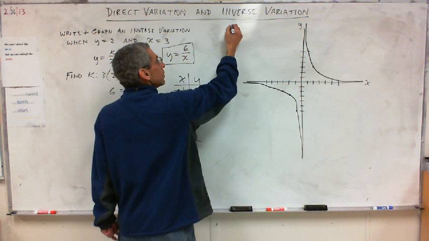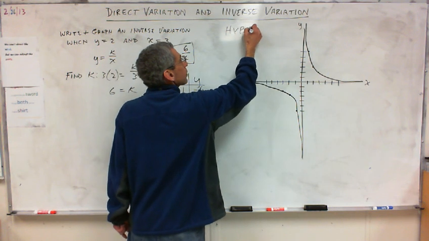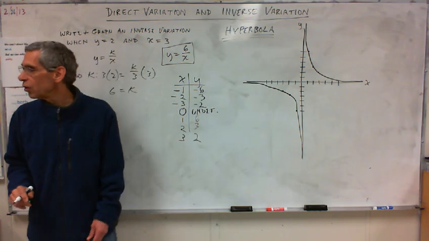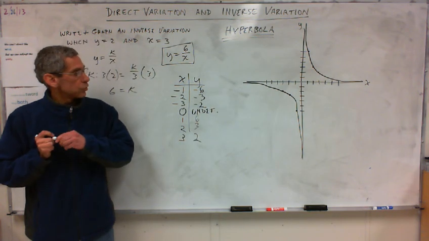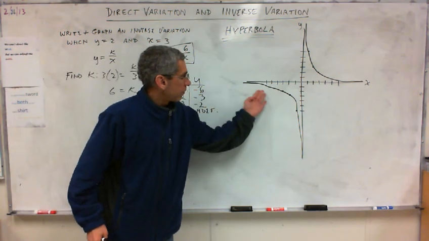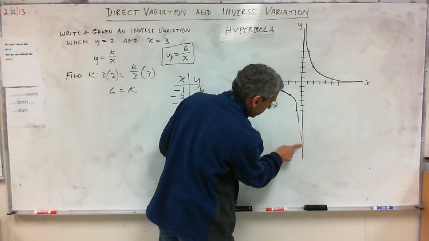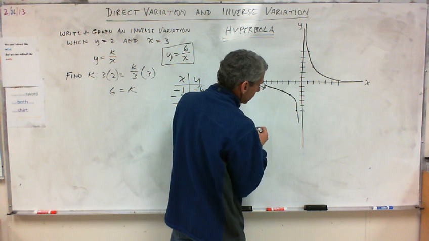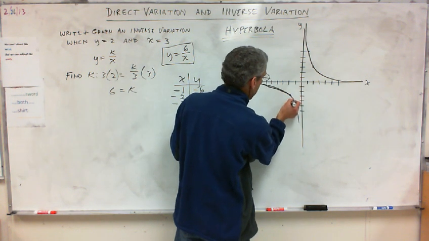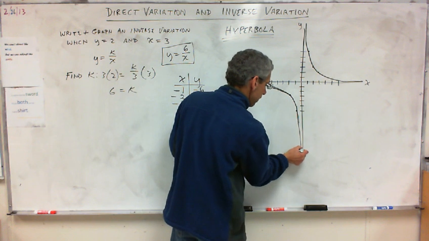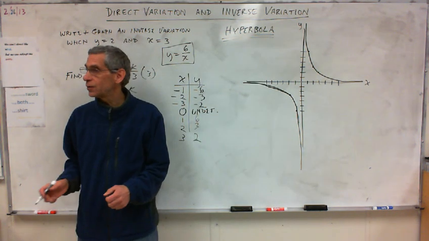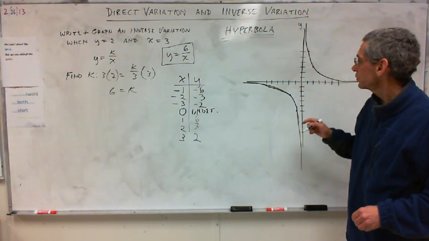And this is called, does anybody know what it's called? That is called a hyperbola. That is called a hyperbola. And so when you have two things, now it just doesn't look very good here the way I drew it, but it never touches. It just keeps getting closer and closer to the x-axis and y-axis, but it never crosses.